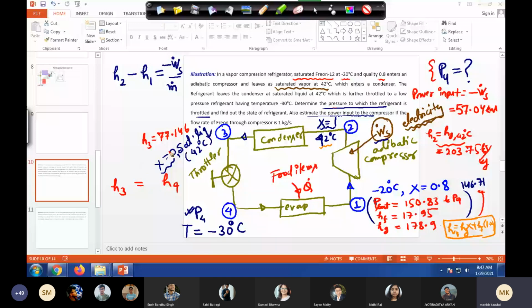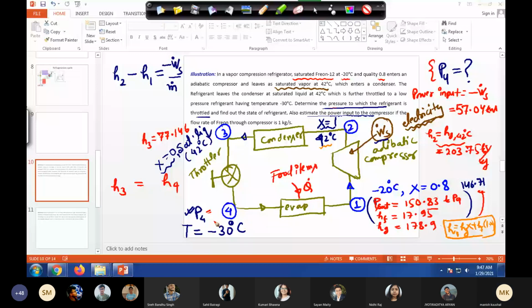Then what about H4? H4 will be same as H3. But then we need to find out the pressure at which it is getting throttled. So what do you think? In the Freon table, we will look at temperature versus saturated pressure, where the enthalpy is H3, then we will find the pressure. So basically, you're saying P4 is nothing but the saturated pressure, right?